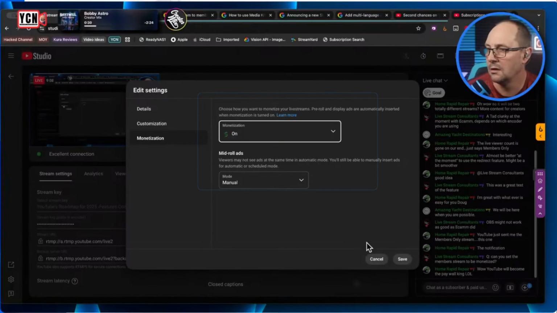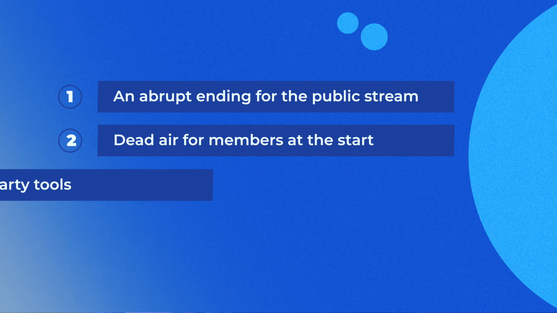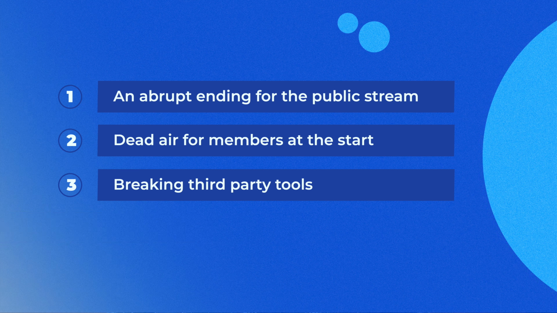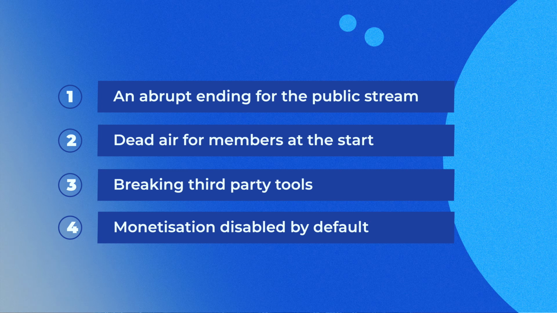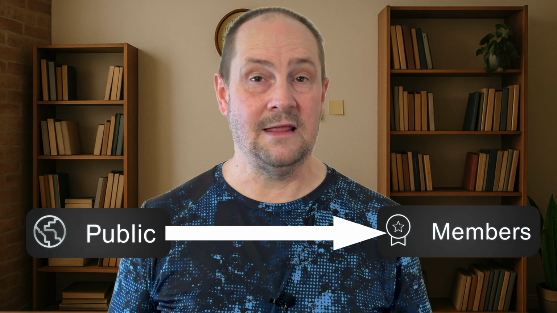So to recap the issues: an abrupt ending for the public, a period of dead air for your members, broken third-party tools, and monetization being disabled by default. Frankly, in its current state, the feature is a bit of a dud. You would have a much smoother and more professional result by simply scheduling 2 separate streams, one public, one members only, and telling your audience you'll be redirecting them at the end.